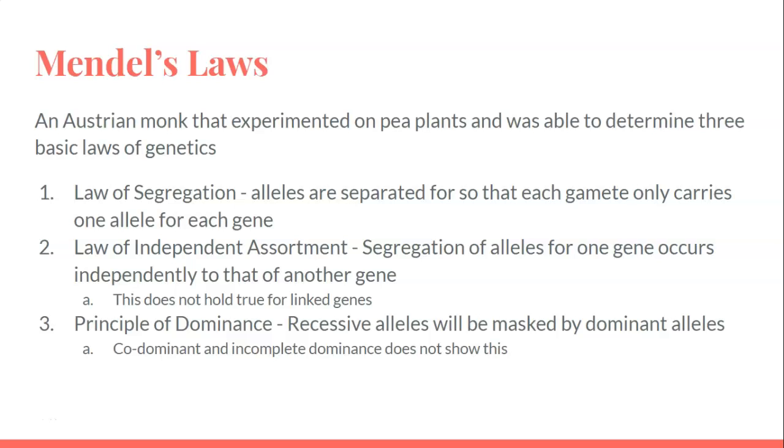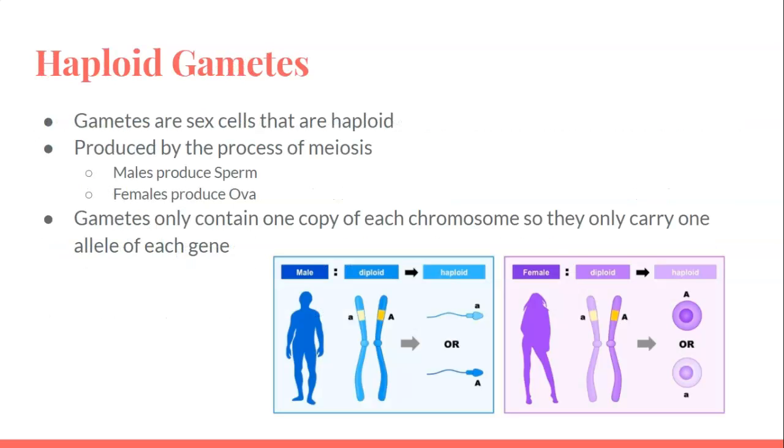And then the principle of dominance, meaning that recessive alleles will be masked by dominant alleles. And then, of course, there are always exceptions, right? Codominance and incomplete dominance do not hold true with true recessive and dominant patterns of inheritance. So again, we're always going to be reiterating things that we talked about previously.